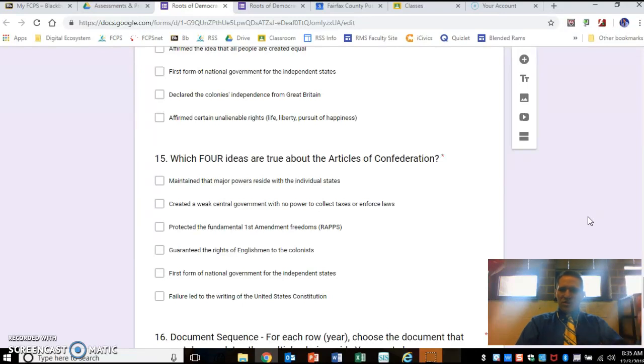Okay, power was in the states, so therefore they had a weak central government with very little power and didn't really unite the colonies or the states under a government. Okay, the first form of government was their first shot. They failed. They replaced it with the Constitution, which is the last one.